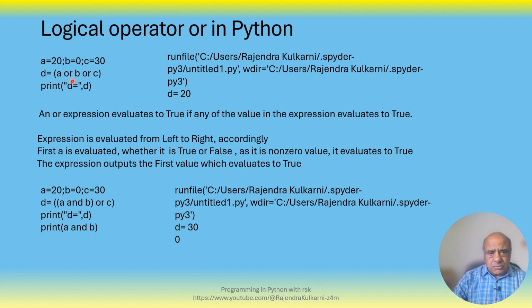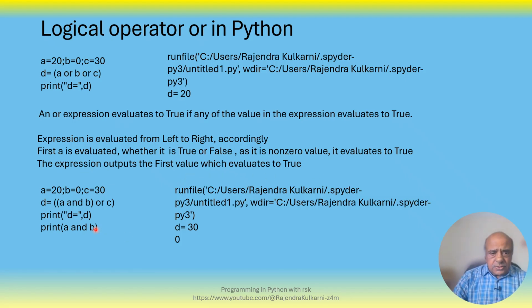It will not check further whether there is a true or false evaluation of further quantities. So OR outputs the first value which evaluates to true, and AND outputs the last value which evaluates to true.